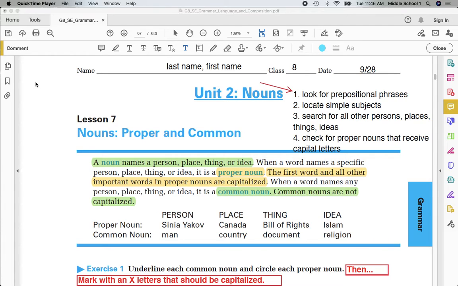Morning, 8th grade. Today we're going to begin Unit 2, Nouns. At the top of your paper, page 61, Unit 2, Nouns, please put your last name first, separated by a comma, with your first name. Class 8, and today's date is 9/28.